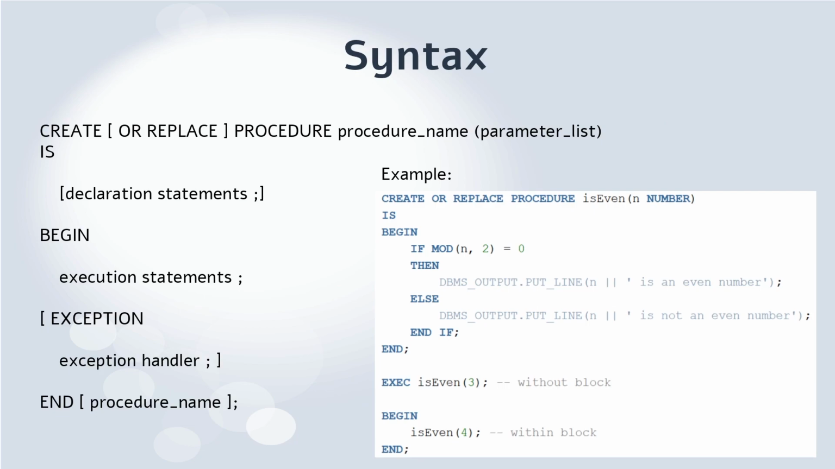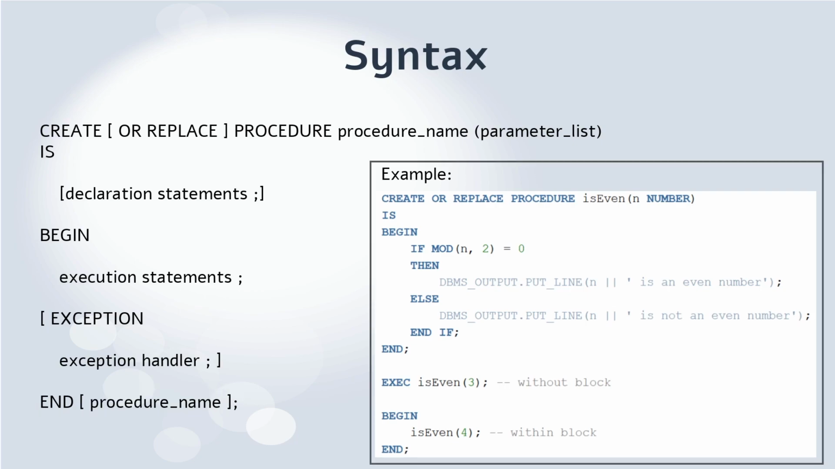Here is the syntax for using the standalone procedure. I will discuss the other ways of using a procedure in the practical overview. So here, first we have the create keyword, then the optional or replace, then the procedure keyword, then the name of the procedure. After that, the parameters enclosed by parentheses. Next, the optional declaration section, then the execution section. After that, the exception handling section, and at the last, the end keyword with the optional procedure name. You can see the example of a standalone procedure here.